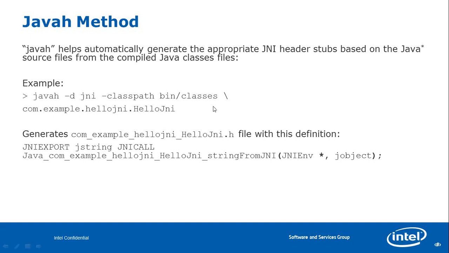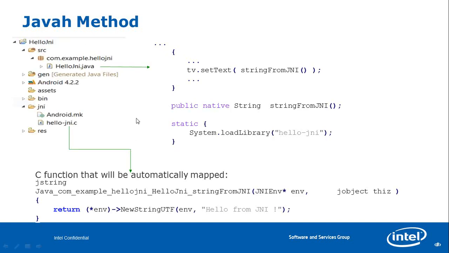If you see in the example, this is the syntax of javah, where you're telling it to create a JNI class path for this particular class, that is com.example.hellojni. This is the Java class for which you are linking using the JNI. So it generates the hellojni.h, that is the header file, for exporting the JNI calls to the actual Java class. So this is the javah method.